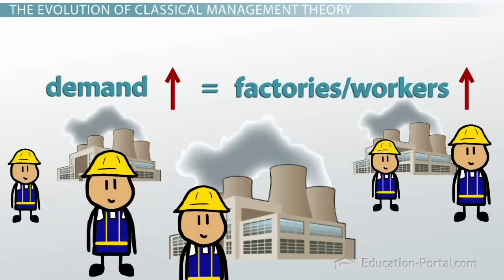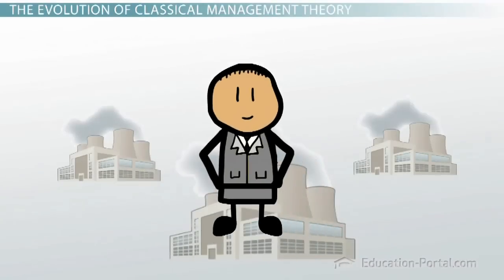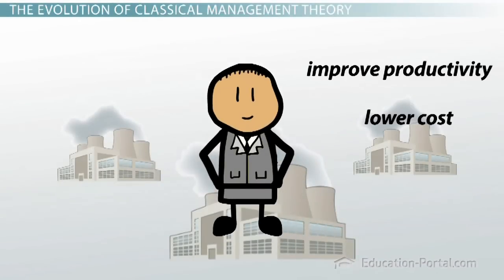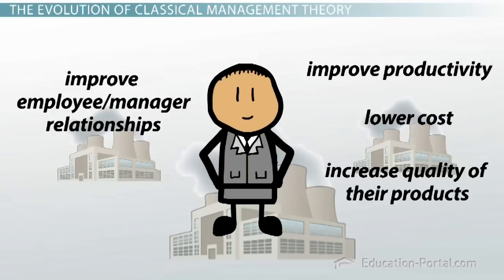The lower price resulted in a greater demand for products and thus a greater need for more factories and workers. As factories increased in number, managers continued to search for ways to improve productivity, lower cost, increase quality of their products, improve employee-manager relationships, and increase efficiency.